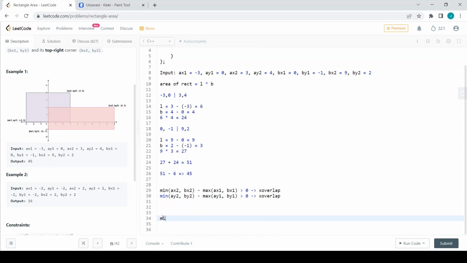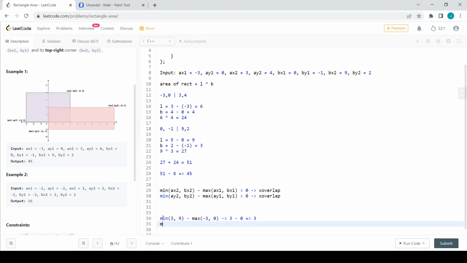So the minimum of ax2 and bx2 is 3, since ax2 is 3 and bx2 is 9, and the maximum of ax1, which is minus 3, and bx1, which is 0, is 0. So you can see the minimum is 3 and the maximum is 0, and 3 minus 0 gives a positive integer greater than 0, so we get an overlap region of 3 in x.